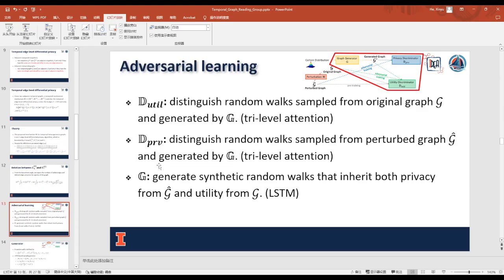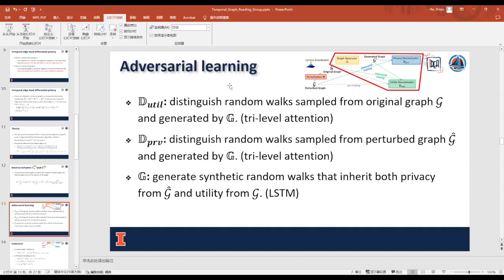So this is all for the perturbation mechanism. Based on differential privacy, the perturbed graph after the perturbation mechanism is a privacy-preserved graph. However, as we mentioned before, the perturbed graph can be really random and does not preserve the utility and the distribution from the original graph. So next we will introduce an adversarial learning network that tries to preserve both the utility from the original graph and the privacy from the perturbed graph.